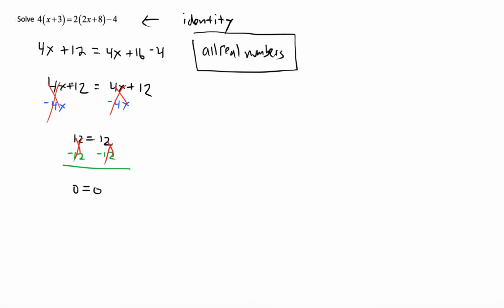And hopefully this line tells you that: 4x plus 12 equals 4x plus 12. If you think about it, no matter what value of x we substitute in here, both sides will always be equal. So in an identity, the solution is all real numbers.